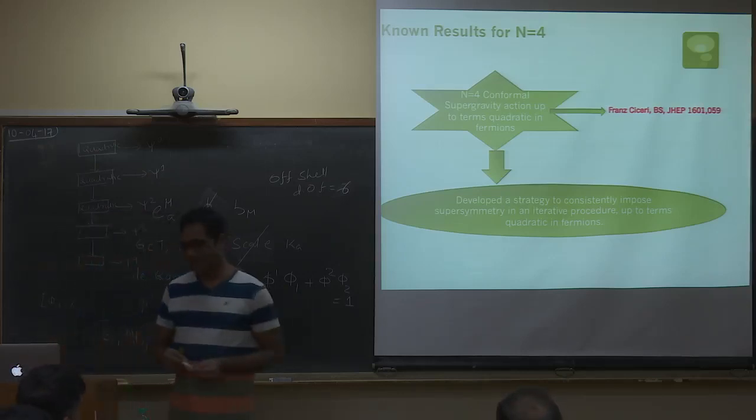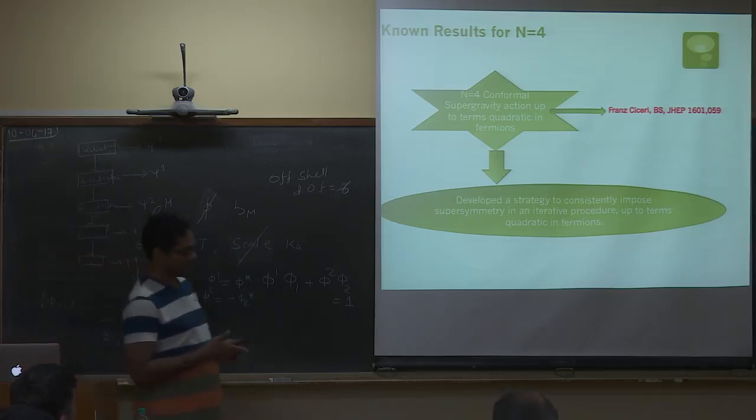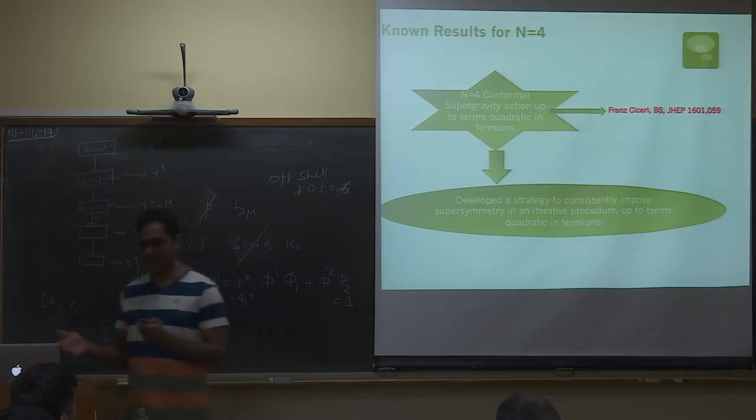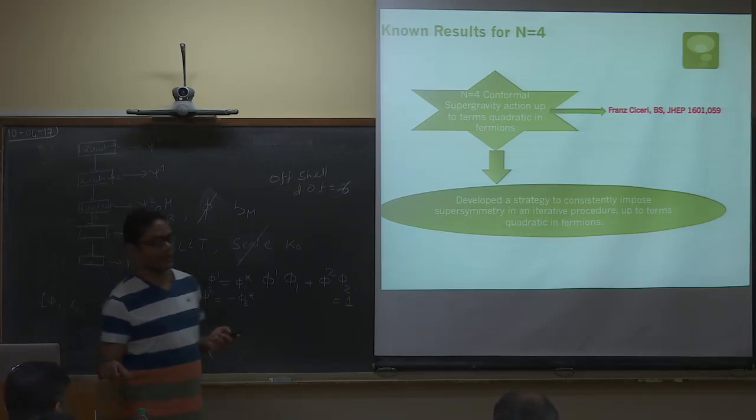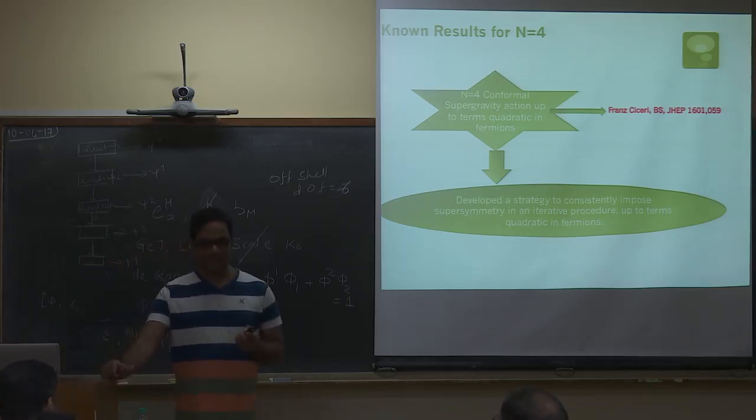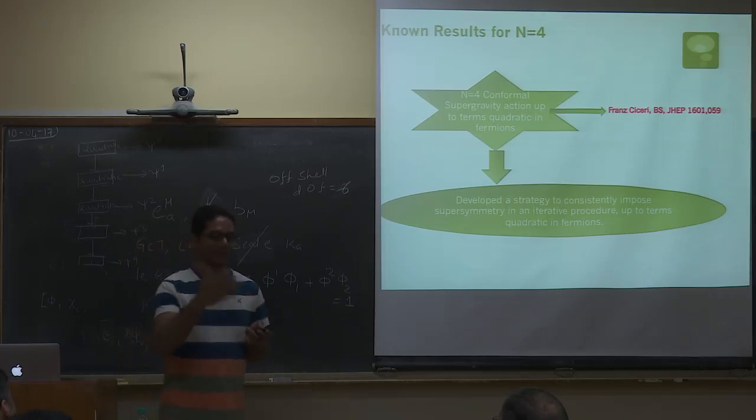terms quadratic in fermions, and it also included the bosonic part. Of course, we didn't expect it, but it turned out that we had a discrepancy with the results of Cyrille, Butter, and Bergshoeff. But upon careful examination, it turned out that the mismatch was due to some mistake in the paper. It was not a technical mistake. They had an oversight in the calculation, so they missed some terms, and once we take them into account, we actually get a matching.